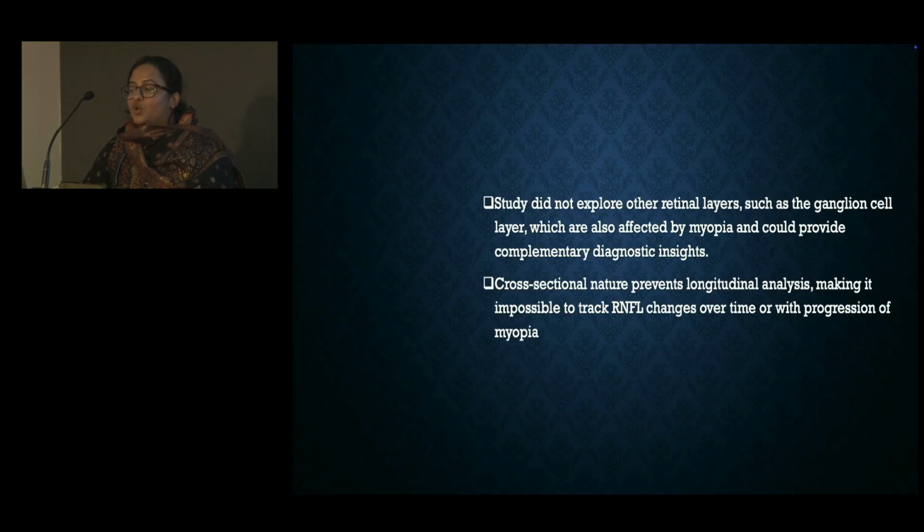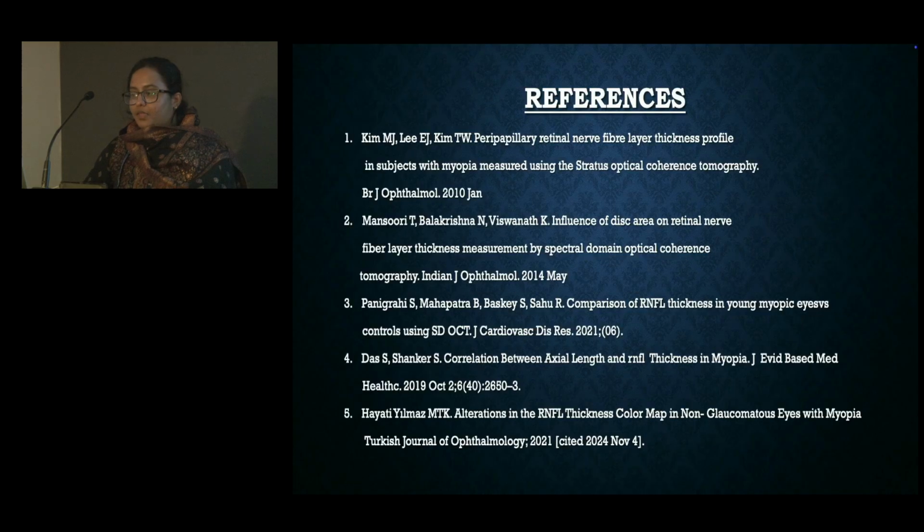And this study does not evaluate other retinal layers such as the ganglion cell layer, which are also affected by myopia and could provide complementary diagnostic insight. And the cross-sectional nature prevents longitudinal analysis, making it impossible to track RNFL changes over time or with progression of myopia. These are the references.